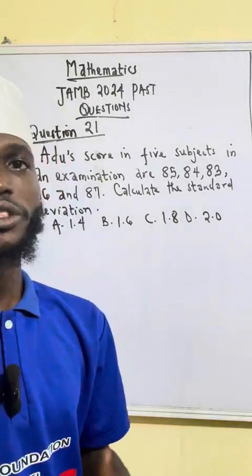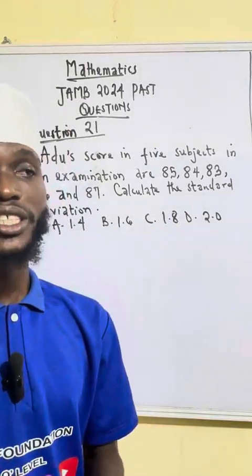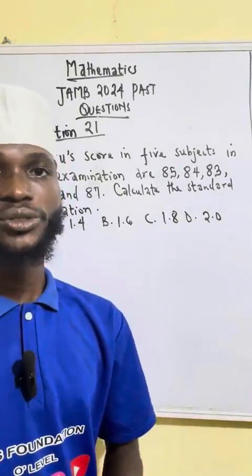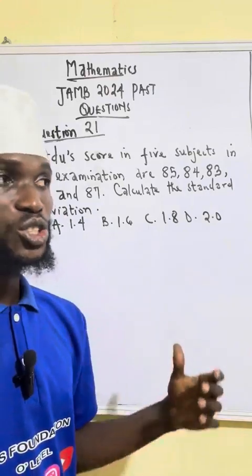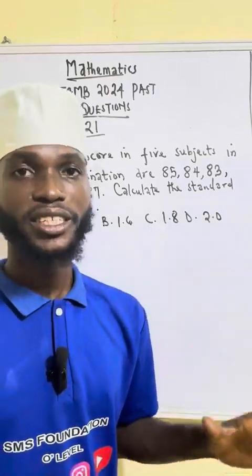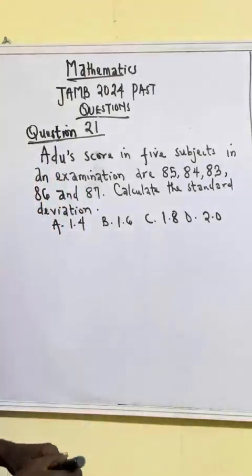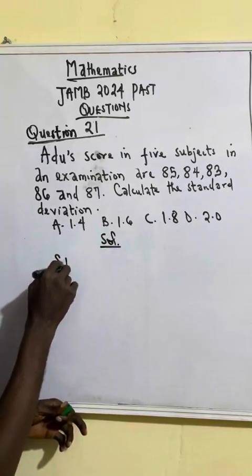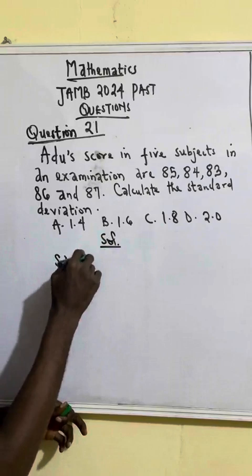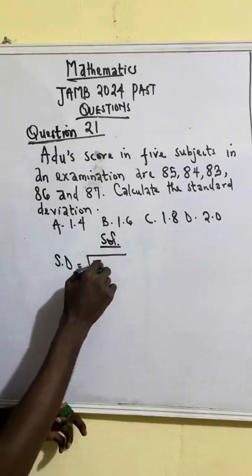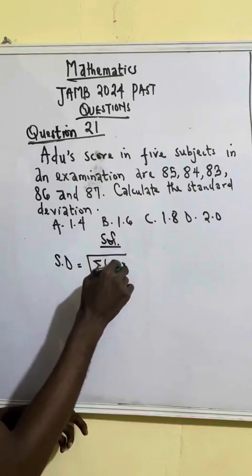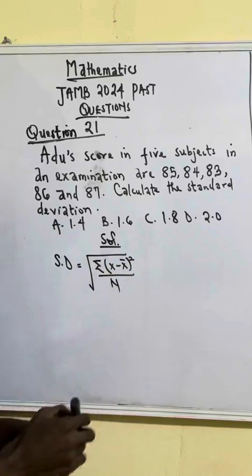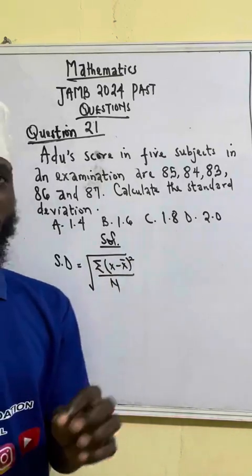So we just need to remember our formula for standard deviation. Once you remember that, you substitute what you have inside the formula, then get the result. So we go by first writing the formula. The formula of standard deviation is equal to the square root of sigma (x minus x bar) all squared, all divided by n. So this is one of the formulas.